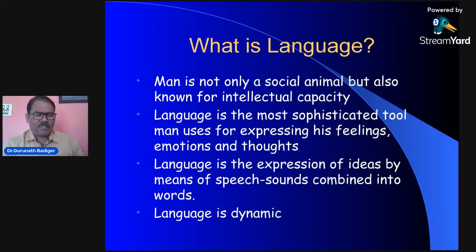Why are we teaching English? Whom are we teaching English? How are we teaching English is the question. Teaching of English before independence was different. Teaching of English before 1990 is different. Teaching of English in 2022 is different.